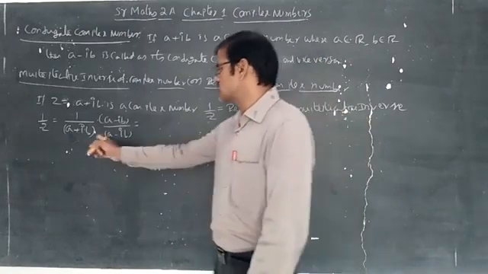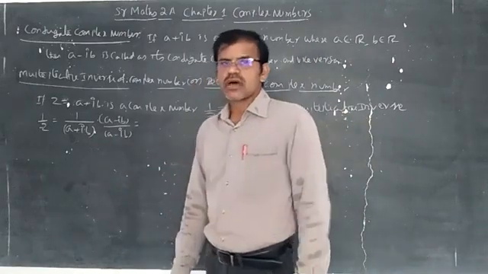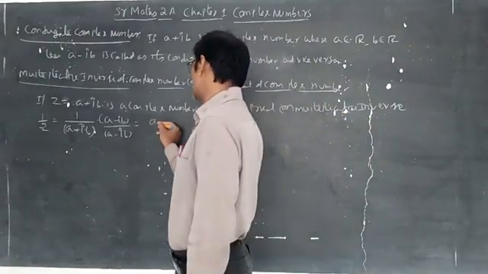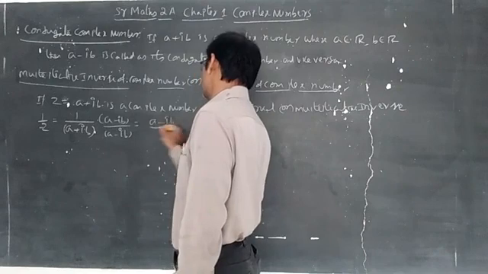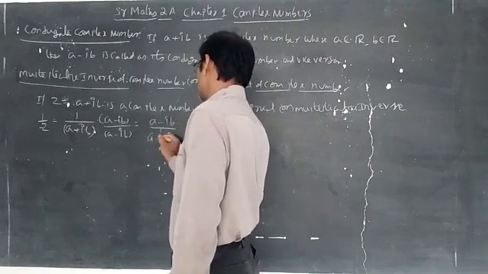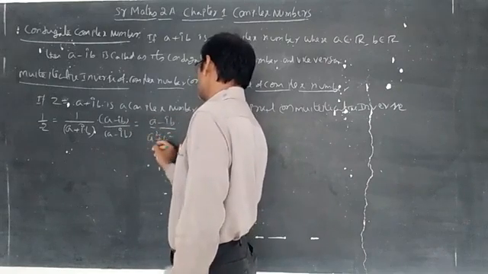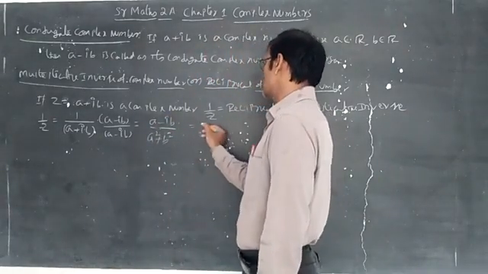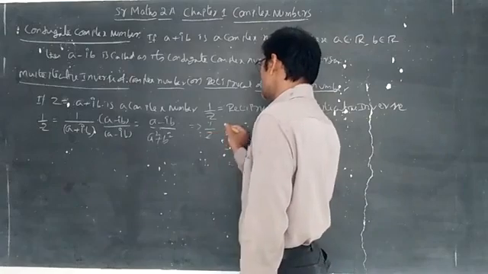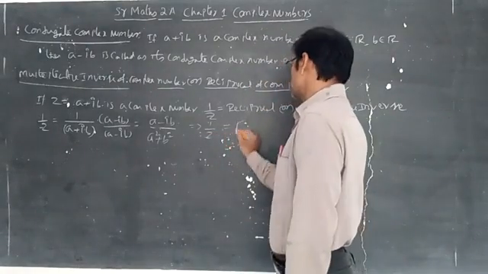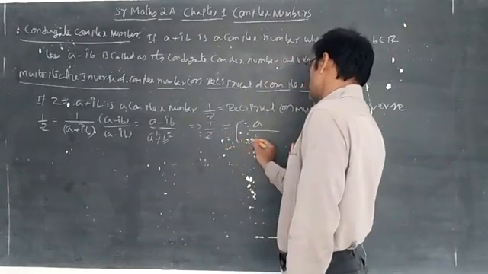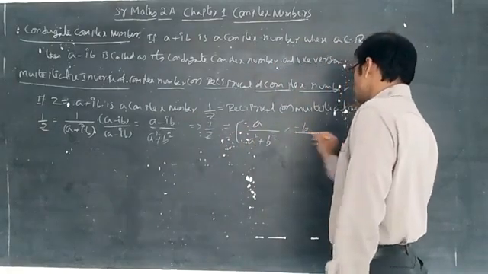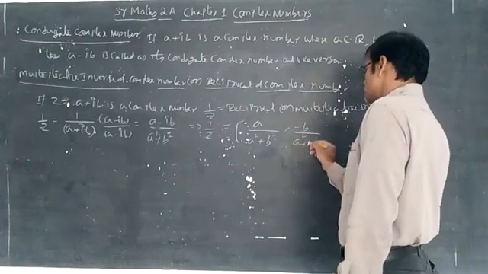Because this is a square minus i square b square, and i square is equal to minus 1, so minus i square is plus 1. So you can understand this as a minus ib by a square plus b square. So the multiplicative inverse or reciprocal of the given complex number is a minus ib by a square plus b square. That 1 by z you can write in bracket form as a by a square plus b square, comma, minus b by a square plus b square.